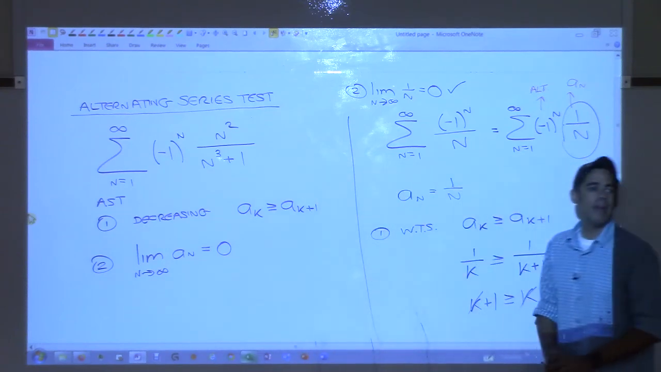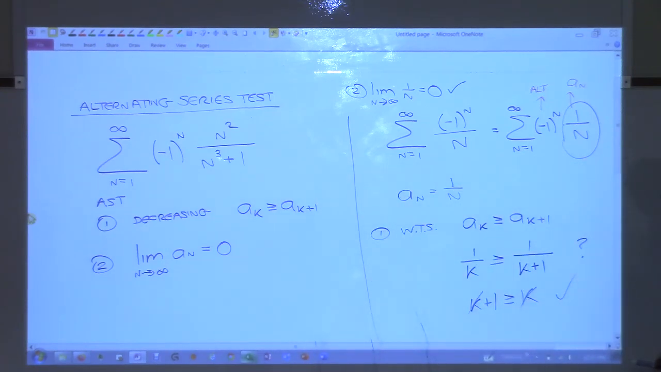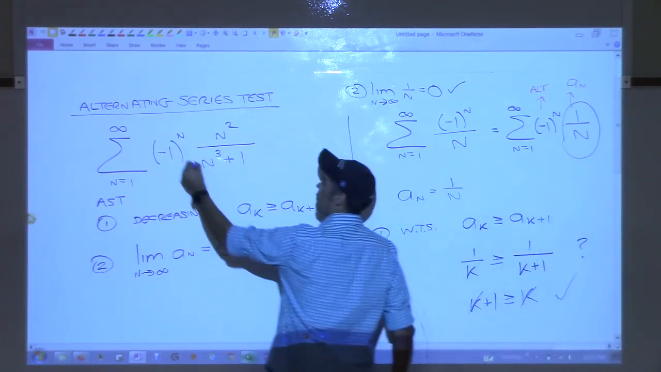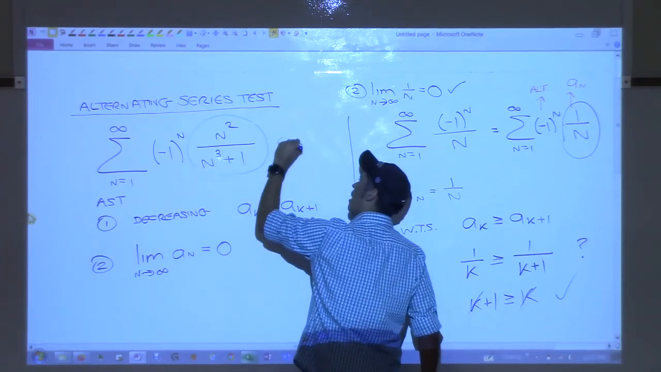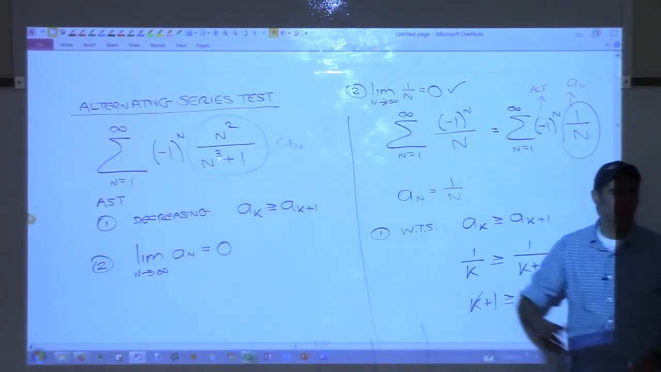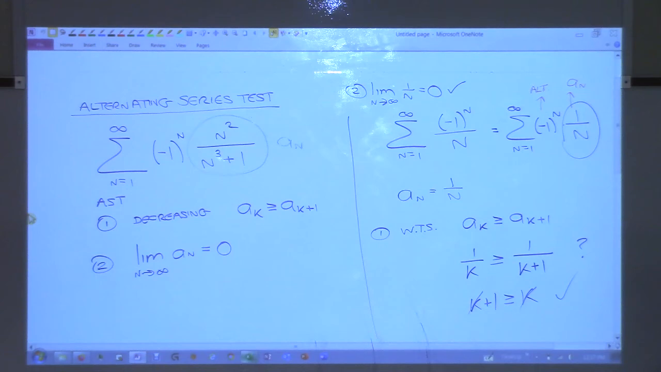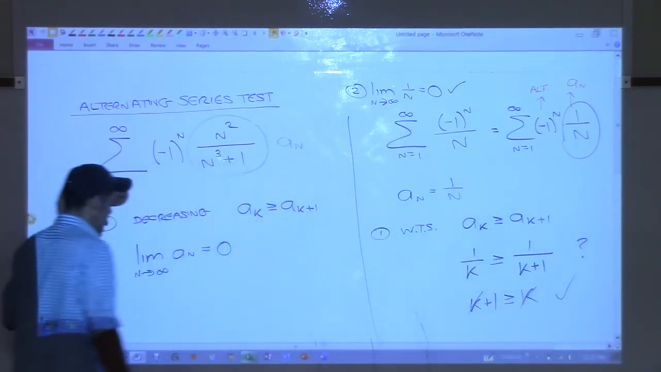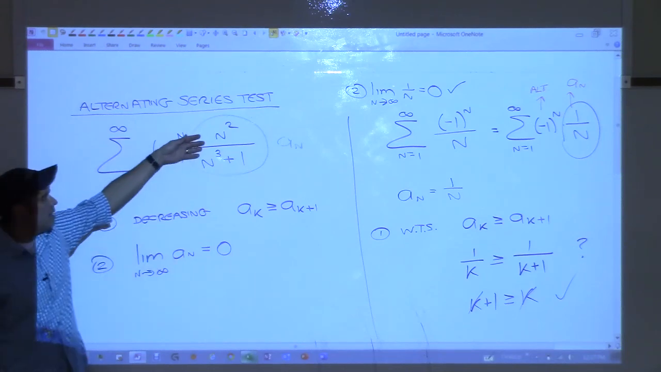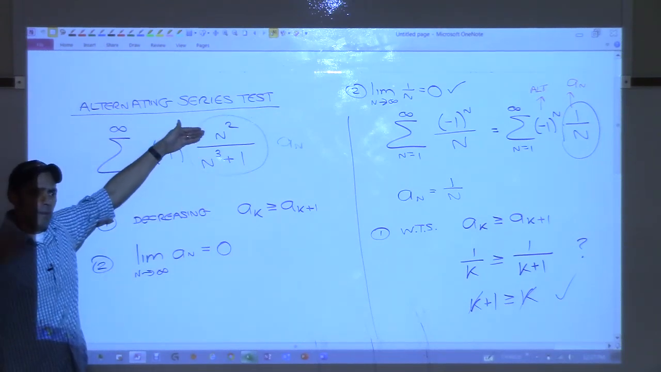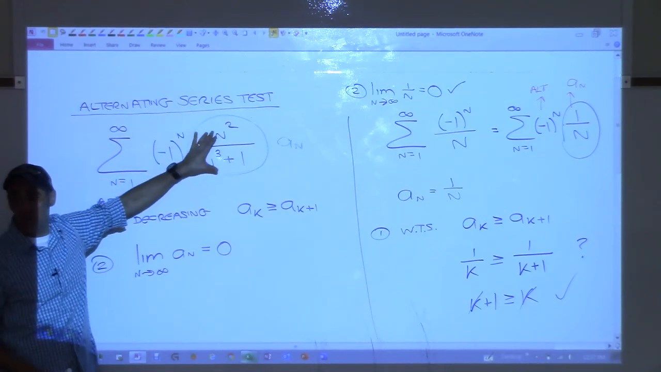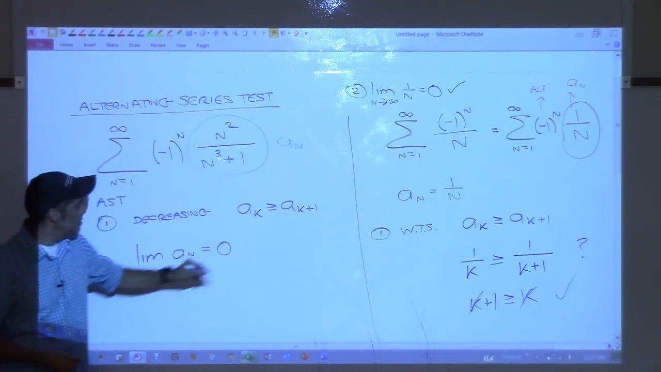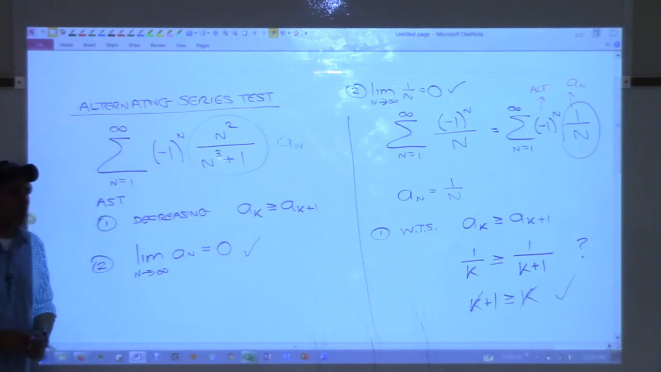So what is the a sub n for us here? The n squared over n cubed plus 1. That is our a sub n, right? It's the part that's not getting alternated. Do you all agree that number 2 is going to be easy? If I take the limit as n goes to infinity of that, I'm going to get infinity over infinity. I'll do L'Hopital, I'll do it again, and I will get 0, right? So that's going to check out. I just have to show the decreasing part. That might be a little harder.